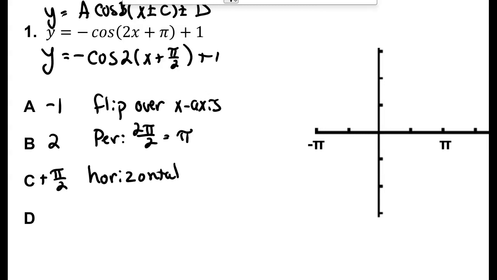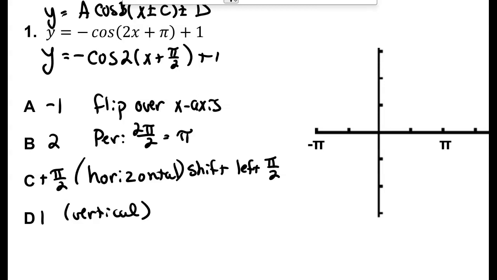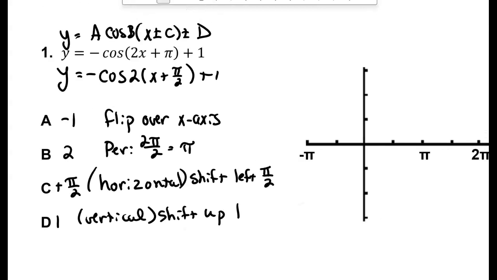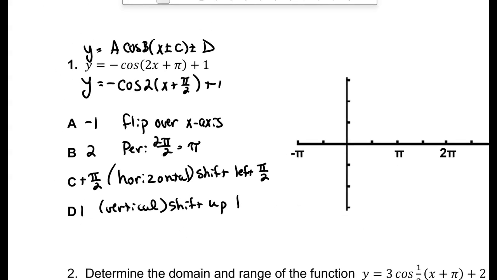So horizontal shift, which way? Yep, so we're going left, pi over 2. What I needed to see was at least shift left pi over 2, right? When you're doing that. All right, what's D? Yeah, so it's a +1. So again, ideally you'd say what? Vertical, and then you'd say you'd shift up 1.